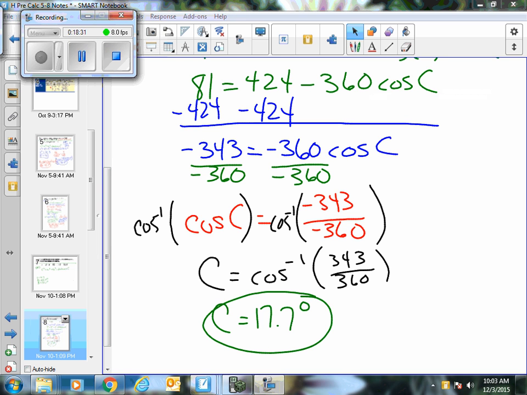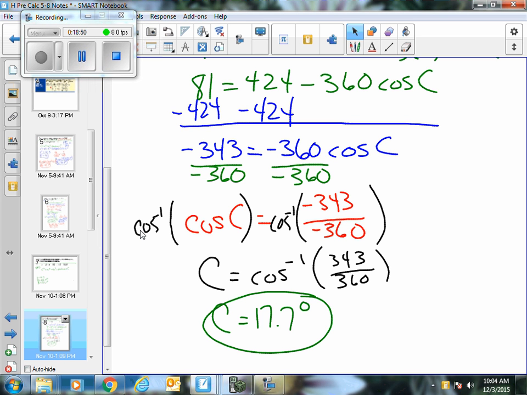Okay, back to take a look at how we did on finding this angle C. So I used my law of cosines. I did the arithmetic I could. Solve for cosine of C, opposite operations. Remember, you subtract first, then divide. Take the inverse on both sides, and then we solve. Now, when you do the inverse, I ended up with 17.7, so I found an angle.